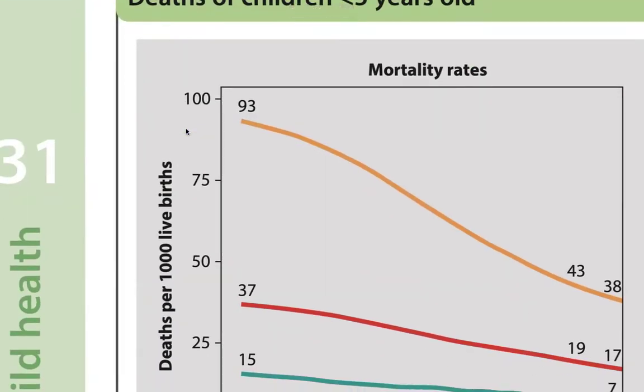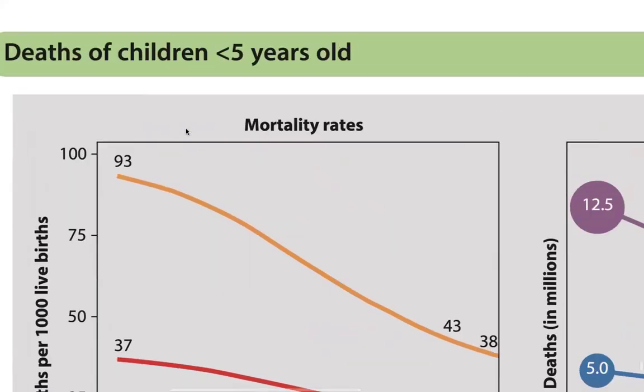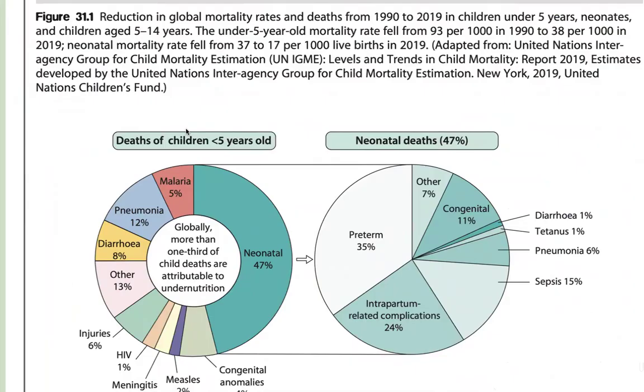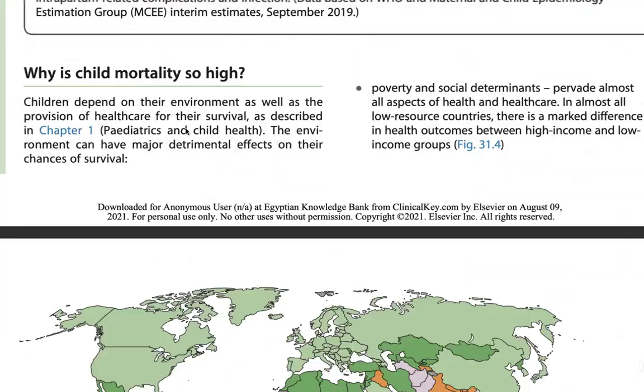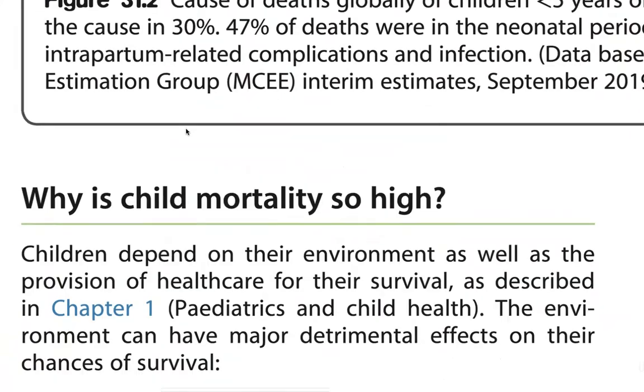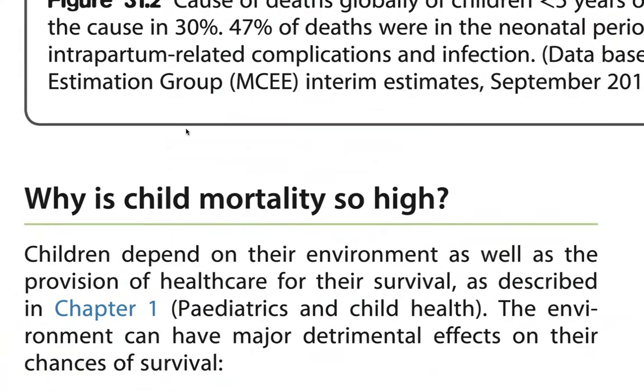Death rates of children is less than 25 years. This is all the regions that are discussed. Why is child mortality so high? Children depend on their environment as well as provision of healthcare for their survival.